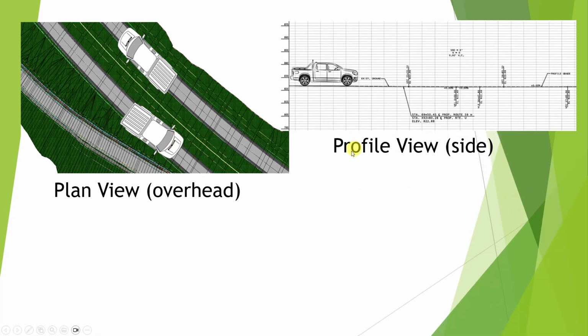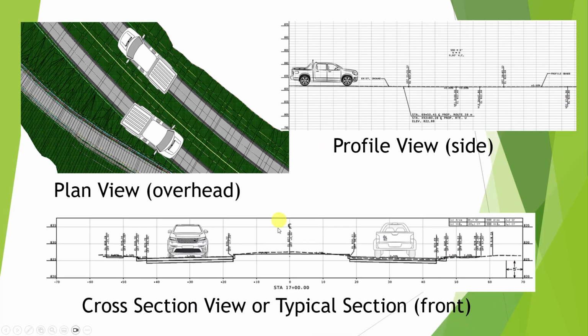Then you have a profile view where you're looking along that truck, right along the profile. We're going to see that. So it's kind of a side view of everything. And then we'll see a cross-section view or typical section view, which is the front or back of the vehicles, as you can see here.